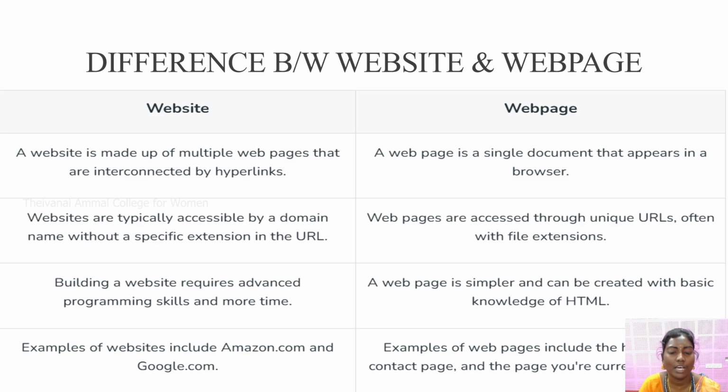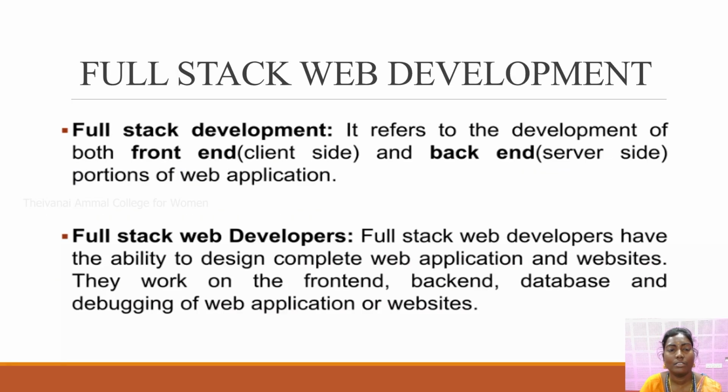Examples of website are Amazon, Google. These are all examples of website, whereas web page includes a home page, contact page. These are all web pages, that is, a single document. This is how full stack web development.